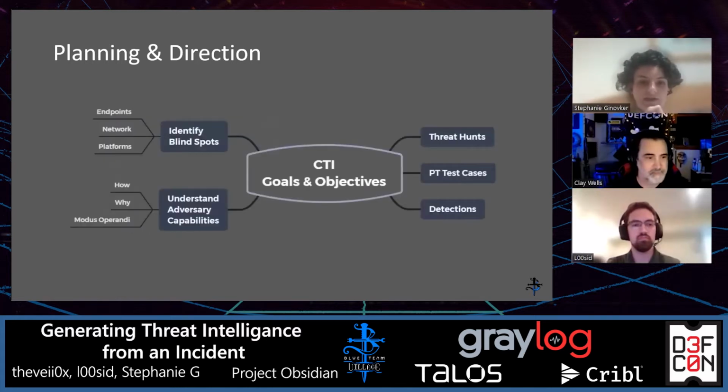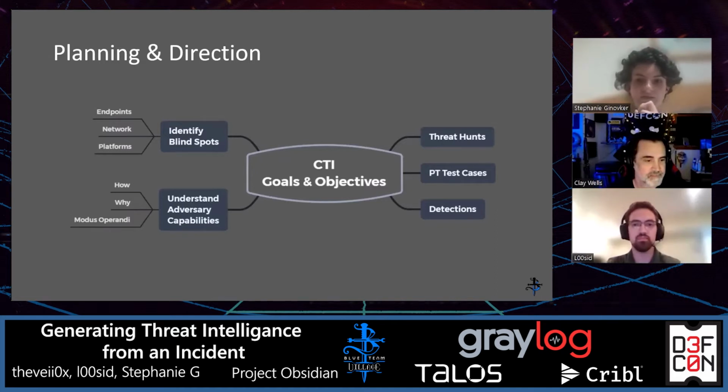So we can see here in this diagram some of our goals and objectives. So we want to identify blind spots in our network, how we're getting attacked. So in our endpoints, network, platforms, we want to understand the adversary's capabilities. How are they attacking us? Why? What is their method of attacking us?